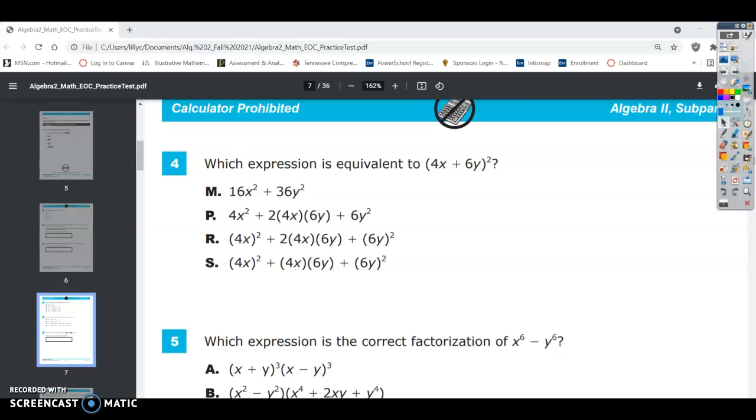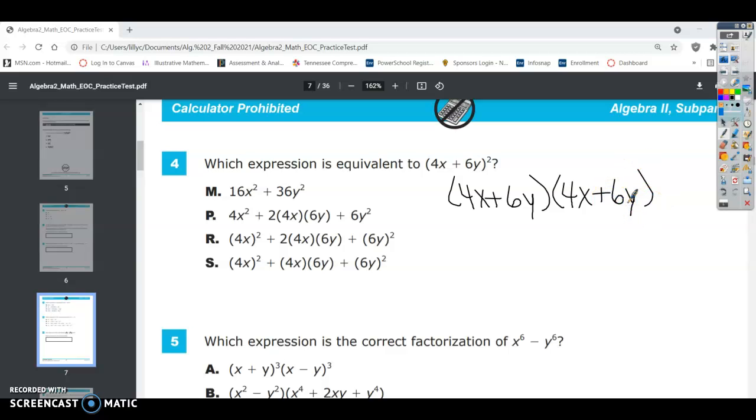All right, Algebra 2 EOC practice test number 4. Which expression is equivalent to (4x + 6y) squared? So when you have a quantity squared, remember that that means it's the binomial times itself. So we've got (4x + 6y) times (4x + 6y).